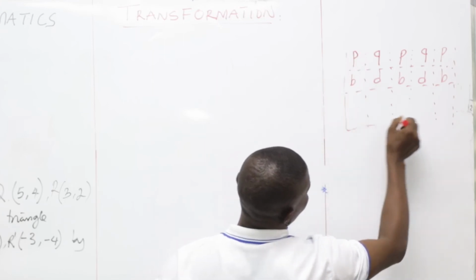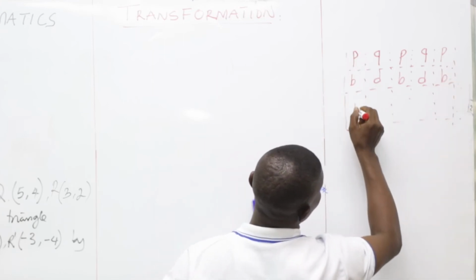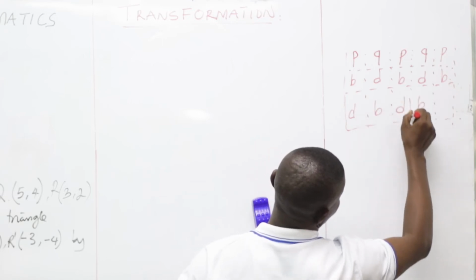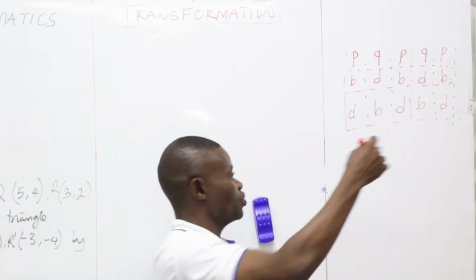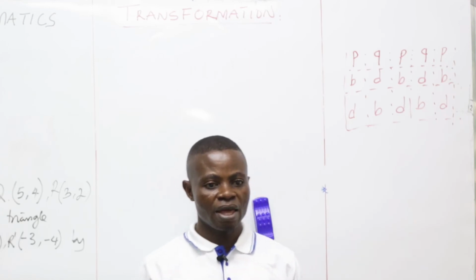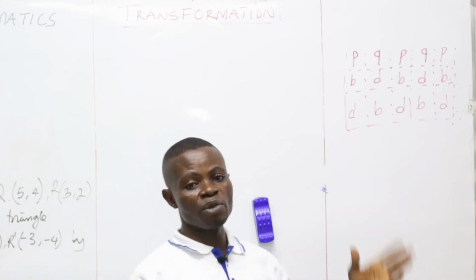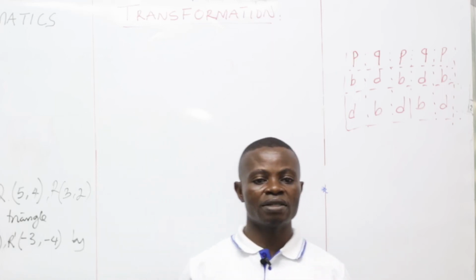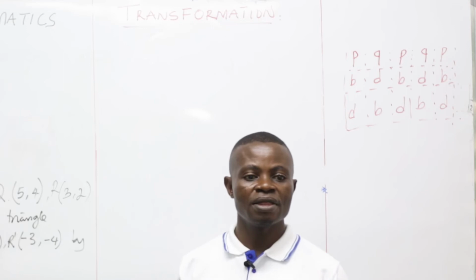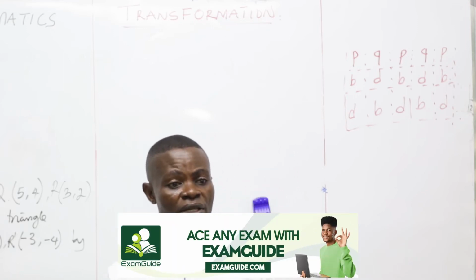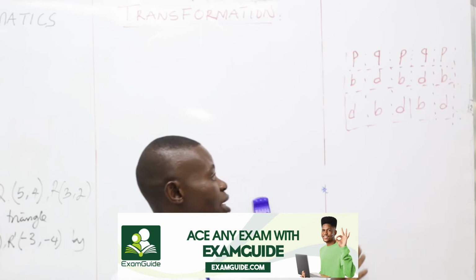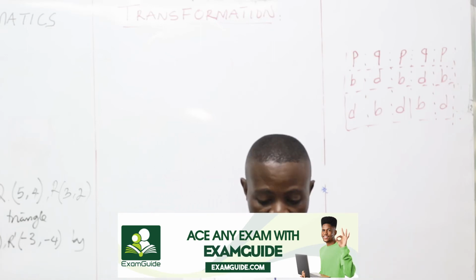You keep on reflecting. Reflect this again. Reflect it again. Reflect, reflect, reflect. It will continue to go that way. However, there is a formula for reflection. Reflection can be in the line X. It can be in the line Y. It can be on the line Y equals X or Y equals minus X. Let us look at it.